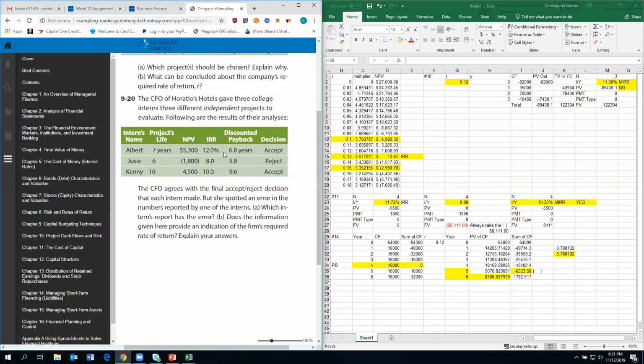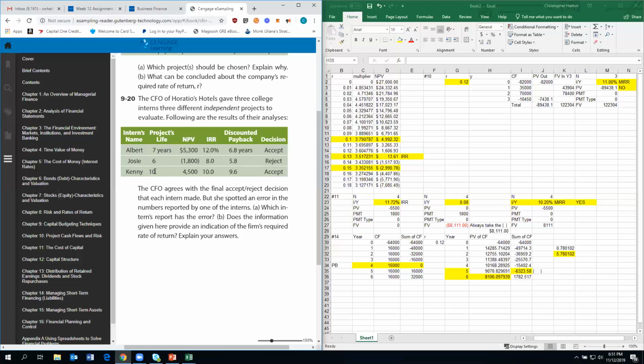So the discounted payback is less than the project life, but we're rejecting it. That's where the discrepancy is. There is an error in this calculation, because we always want to accept projects that have a discounted payback less than the project's life. So although the firm's required rate of return is not given, the other two relationships do indeed exist, because Albert and Kenny seem to have reported correct results. Josie's report must have the error.